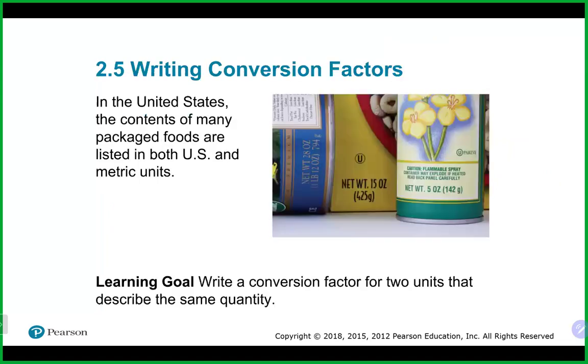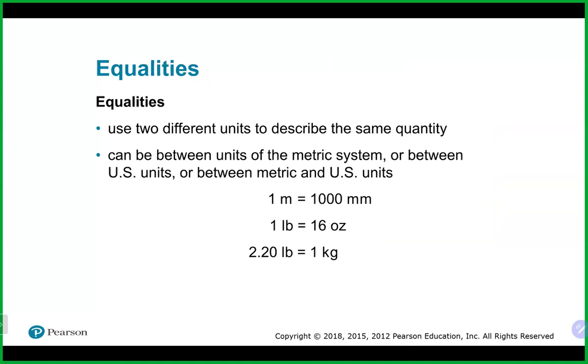Okay. So we've just touched upon it, but let's officially talk again about writing conversion factors. It's a critical part of doing dimensional analysis or problem solving. As I mentioned before, from any type of equality, we can write 2 conversion factors. An equality is 2 things that represent the same amount, but in different units. They can be within the metric system, within the US or English system, or you can cross over from metric to US.